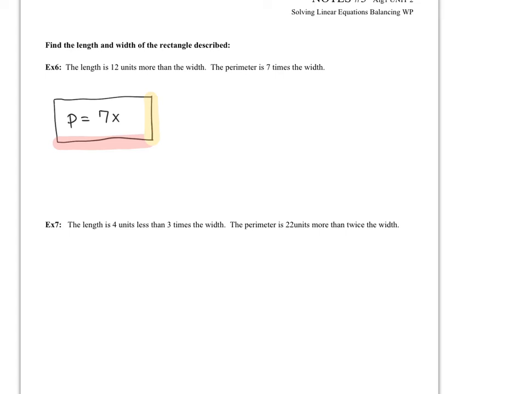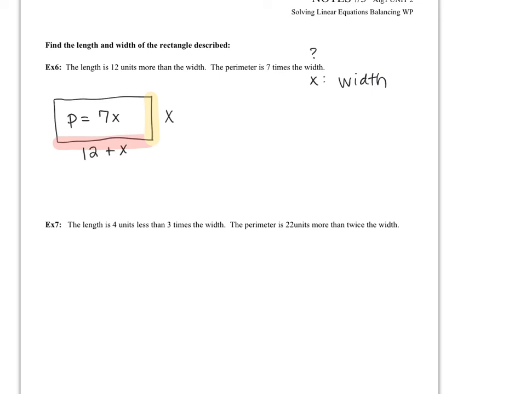Now remember, I don't know what the width is, and I've already called it x, because over here it said the perimeter is 7 times the width. I don't know the width, so I've called it x, which means I'm assigning my variable x to be the width. You might also use w, and that would be totally fine. Now the length is 12 units more than the width, so that means this side is 12 plus x.